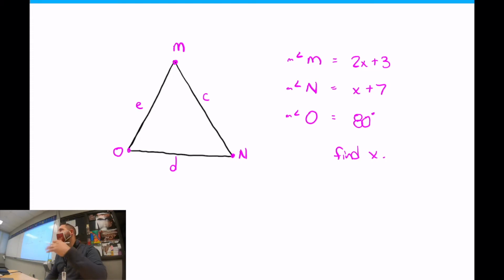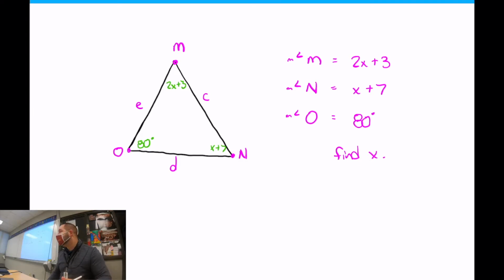Now you can go to the picture, label it, do whatever you need to. Now, these are the 3 angles, right? In fact, I'm going to go label the picture. So M is 2x plus 3, that's my angle. N is x plus 7, and O is 80 degrees.